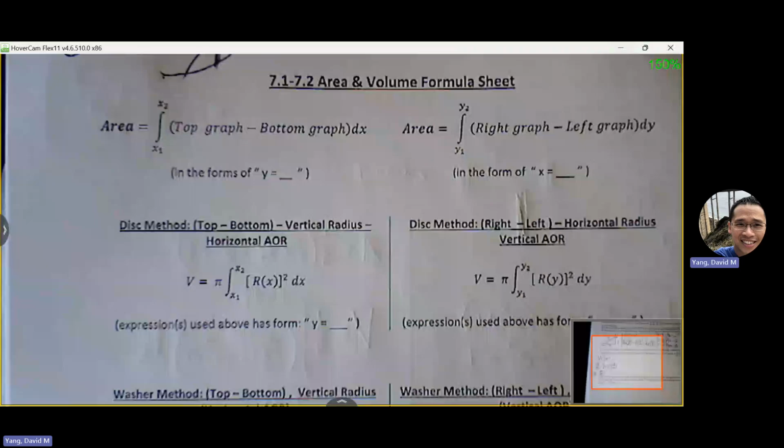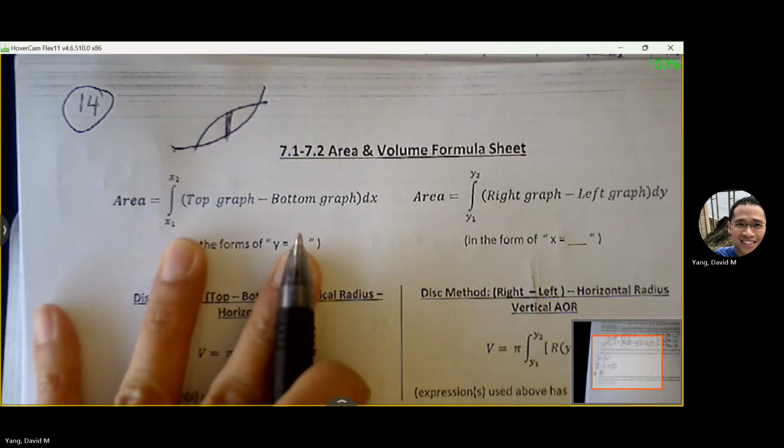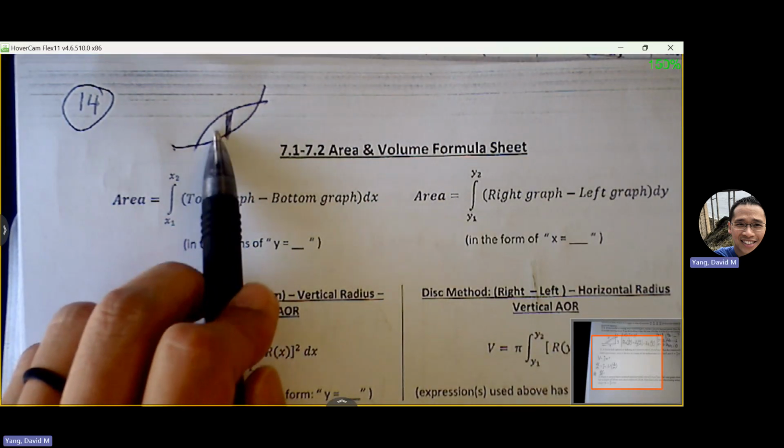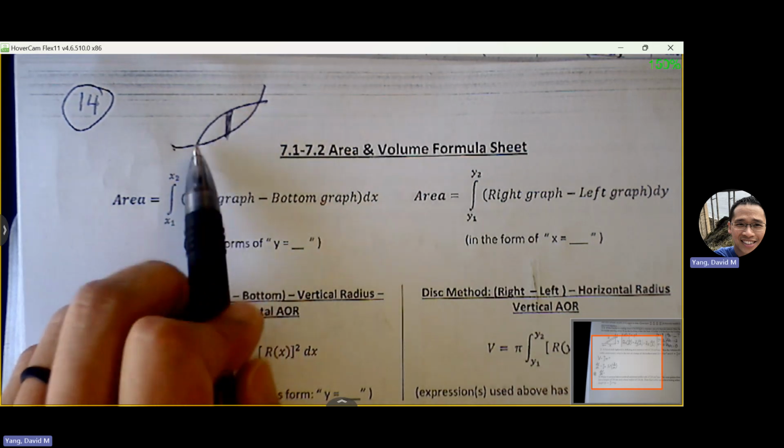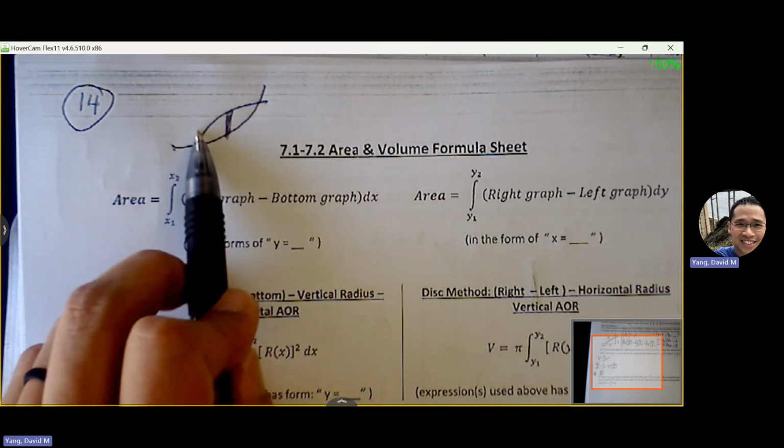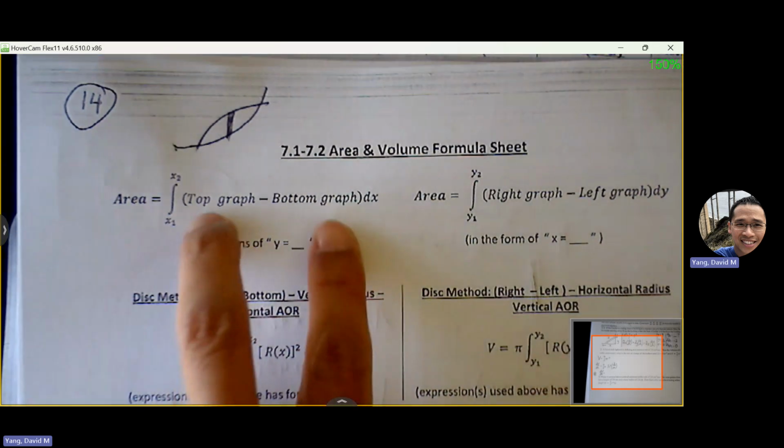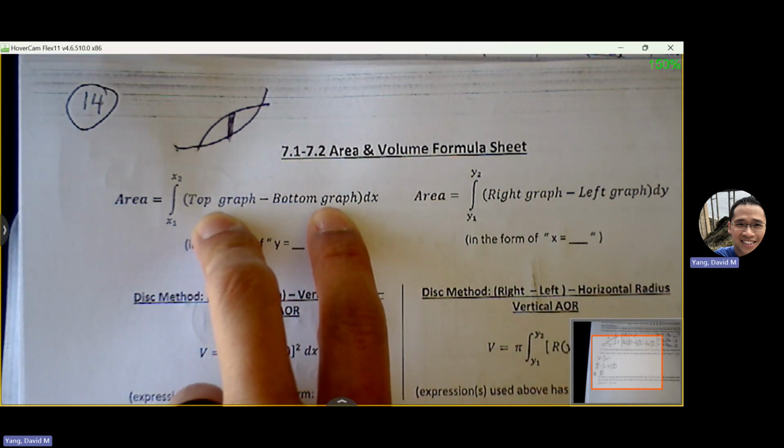So with area, we're either doing top minus bottom or right minus left. For instance, if I want to find the area between two graphs, I'm just going to draw one representative rectangle. And then I can identify the top and the bottom, subtract, and my bounds are in terms of x as well. I'm basically adding infinitely thin rectangles from one end to the other, and there is no squared. It's just top graph minus bottom graph.